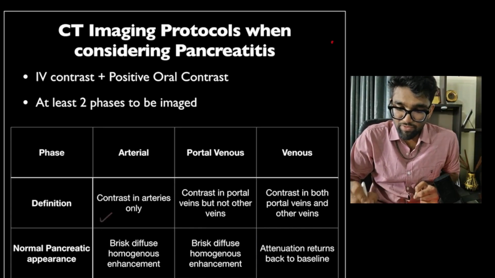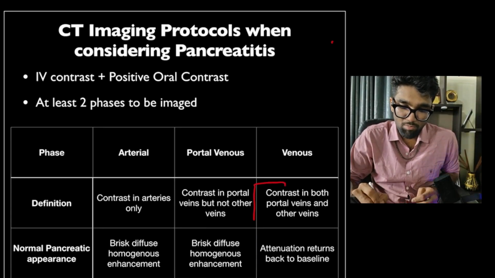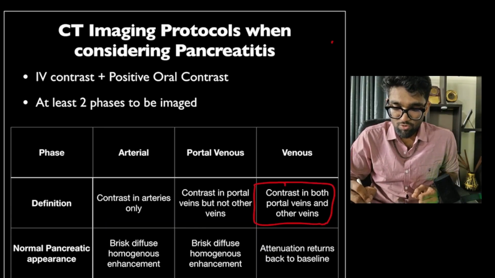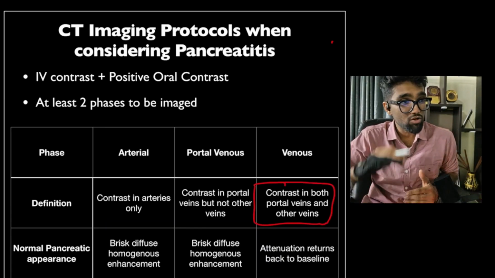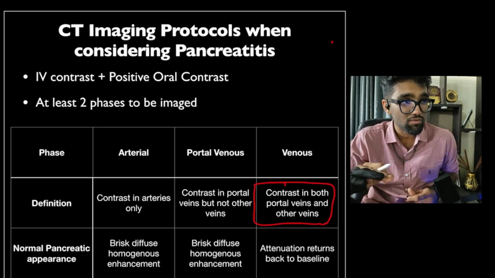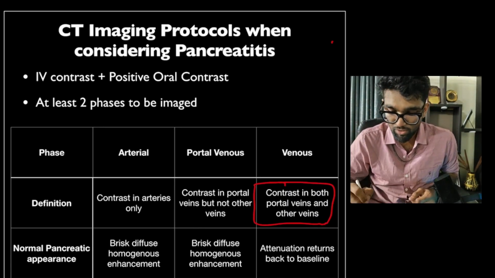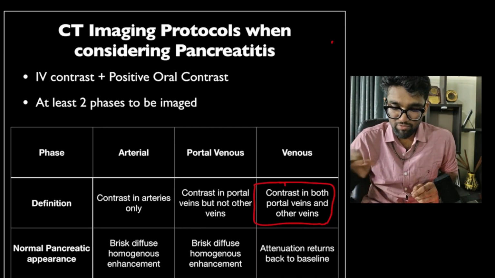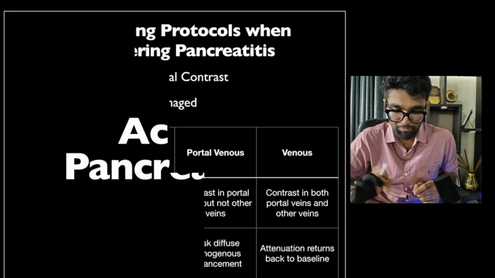Then we have the venous phase. Here we have contrast both in the portal vein and the hepatic veins and the IVC. At this time, the contrast washes out from the pancreas, and the attenuation of the pancreas goes back to its baseline value that you would see in a non-contrast CT scan. Okay, so these three stages are important to define so that we are clear about what we're talking about subsequently.